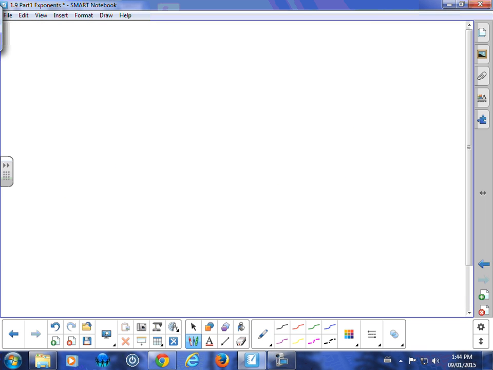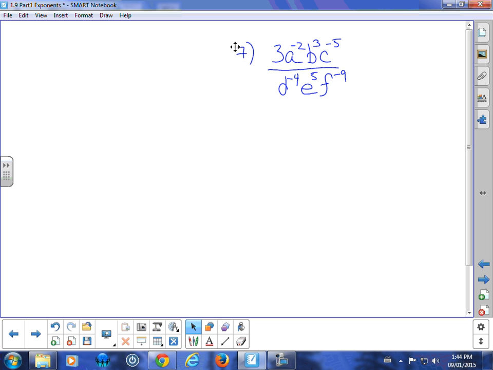A couple more trickier ones. Example 7. I always like putting this one on a test because it freaks people out. So 3a to the negative 2, b cubed, c to the negative 5, d to the negative 4, e to the 5th, f to the negative 9. This is only testing your negative exponent law, all right? If you look in here, there are no similar bases, okay? So 3a, b, c, d, e, f, there's no repetition there, so we don't have to apply any laws.